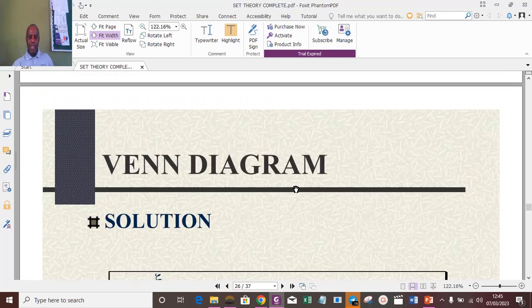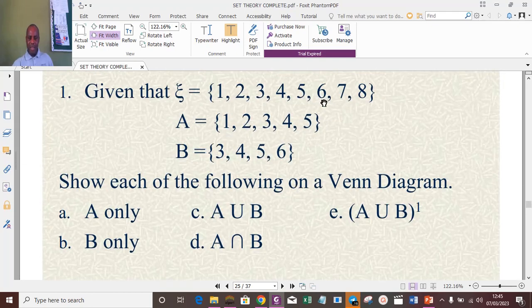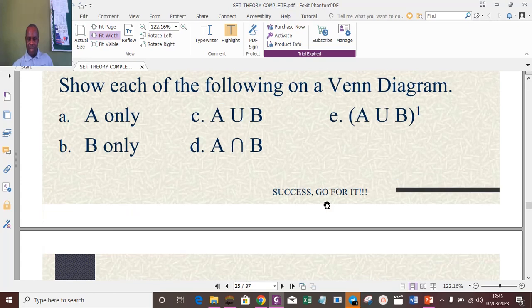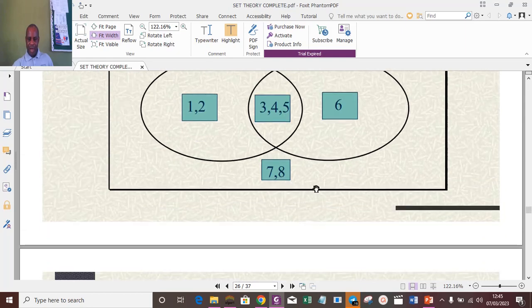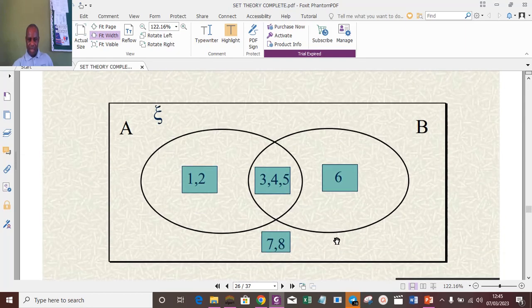And if you look at A and B, 7 and 8 are not there. Can you see? 1 2 3 4 5 6. There is no 7, there is no 8. So you write 7 and 8 outside here. Then outside, as I've shown you, it can be anywhere, but they must be outside these two circles, to write the elements that are not in A and B put together.